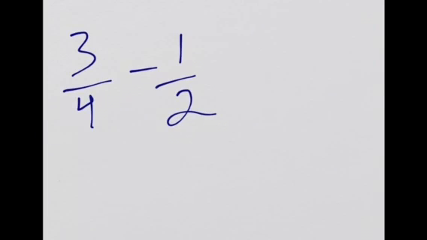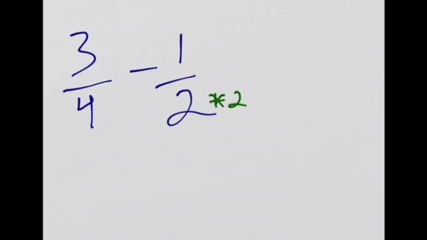However, if I have a situation like 3/4 minus 1/2, I cannot subtract straight across the top because the denominators are different, a 4 and a 2. The quick fix is to look at the smaller number, 2, and ask myself, can I multiply 2 by something to get 4? And the answer is yes. If I multiply 2 by 2, I get 4.